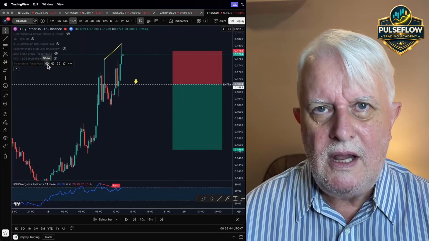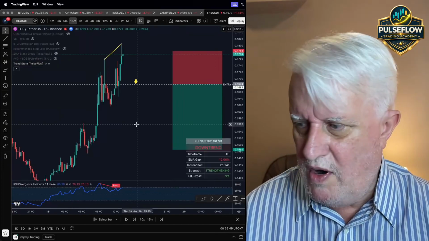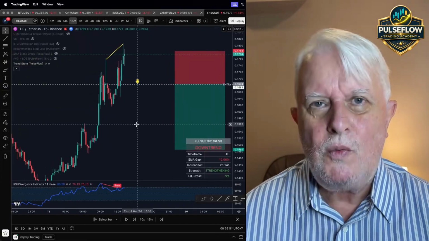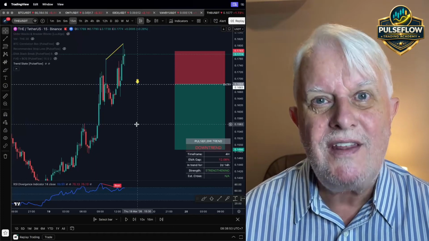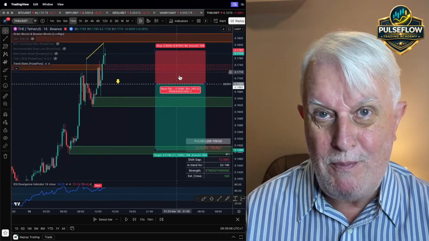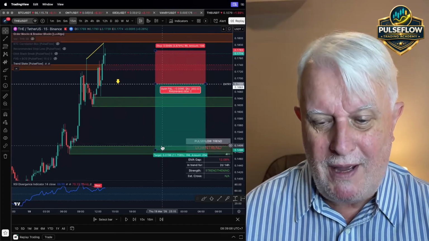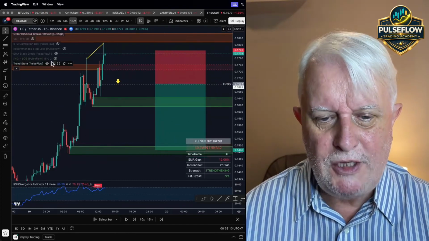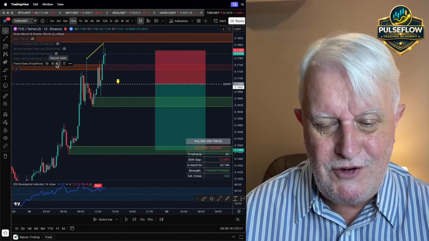First of all, let's look at what the trend is. We're in a downtrend. We should be looking for shorts. That's good. Let's put on order blocks. You can see why I put my setup here, right? Going back down to this order block. Let's put on fair value gaps and break of structure.